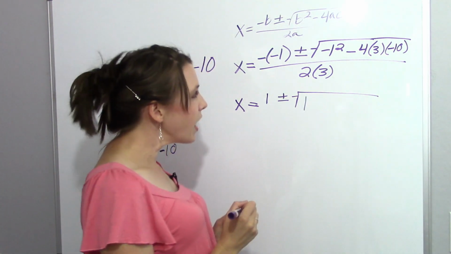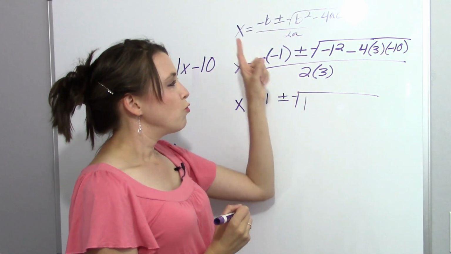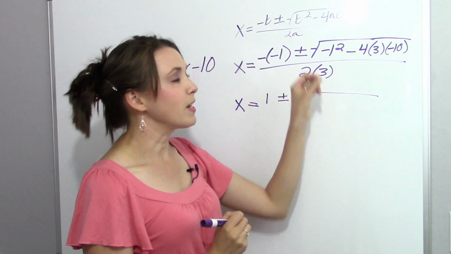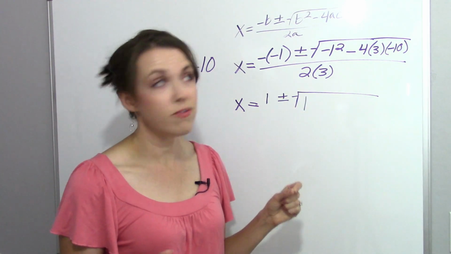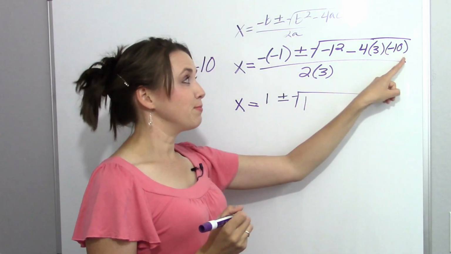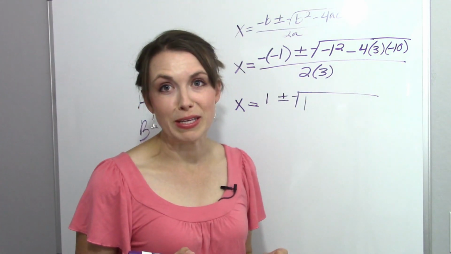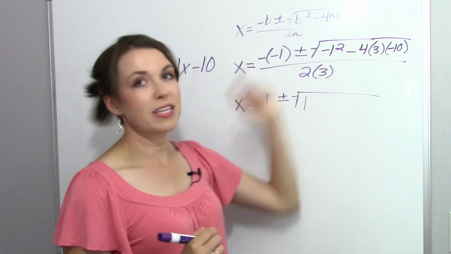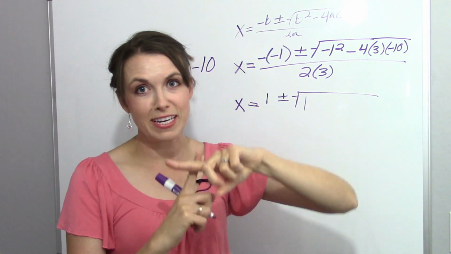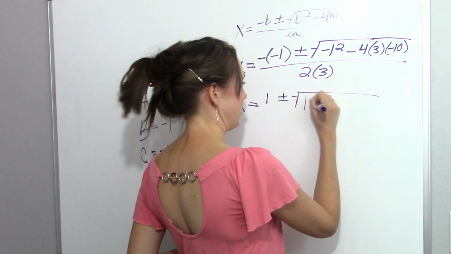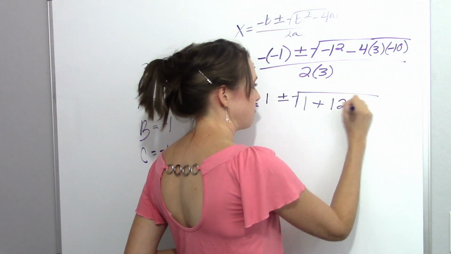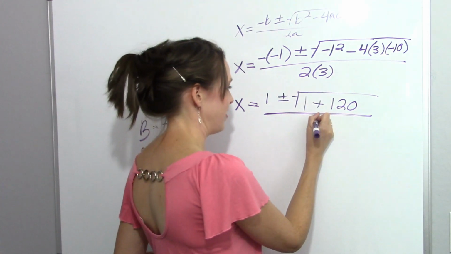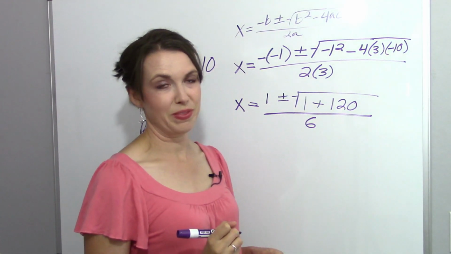All right, now we have, let's pay no attention to the negatives at this point. So we have 4 times 3, which is 12. 12 times 10 is going to be 120. And look, we have a negative times a negative, which is a positive. So that's going to be plus 120 all over 2 times 3, which is 6.